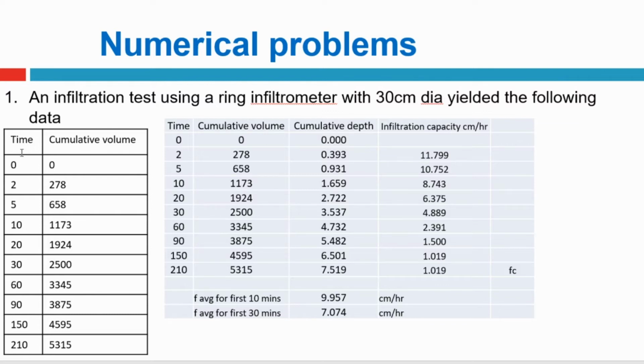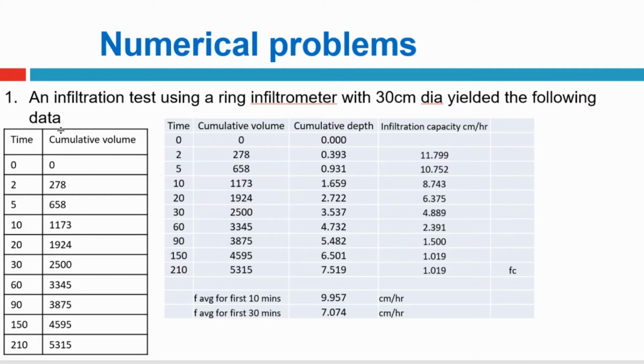In this problem, he has asked us to calculate the average infiltration after the first 30 minutes, and the average infiltration for the first 10 minutes, and then to calculate the infiltration capacities at all times. Anyhow, we are going to solve this in our Excel sheet. I have solved it in an Excel sheet, but you can look into this data.